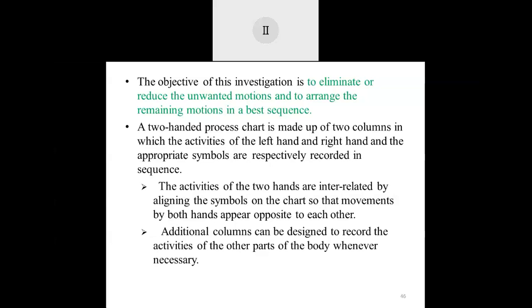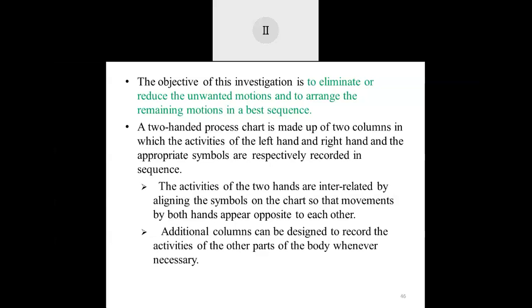So, two columns we have made. In the left column we write the left hand movement, and in the right column we write the right hand movement. We indicate them using different symbols like symbols of operation, symbols of delay, movement, etc. And also we will write about the activities, and that is done in the sequence in which it is actually carried out.